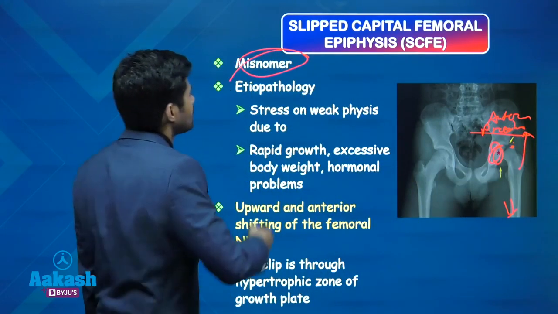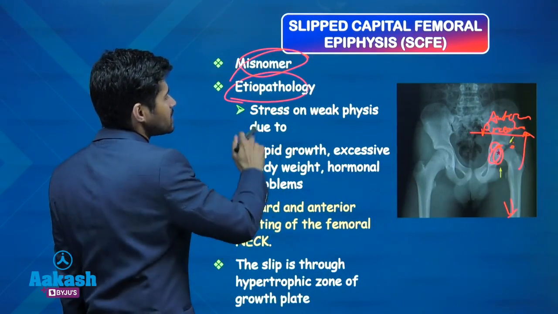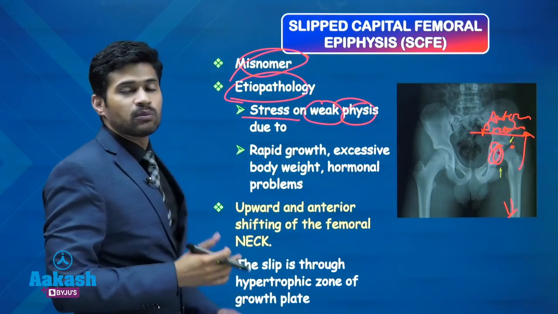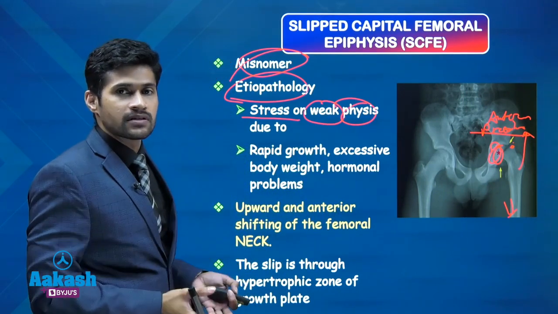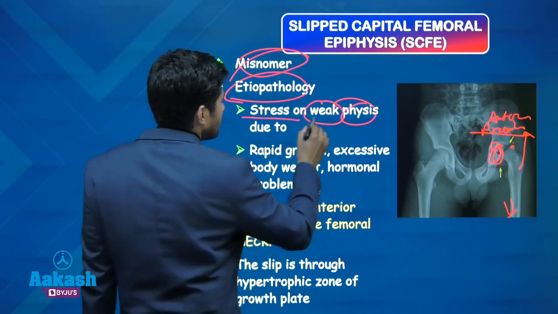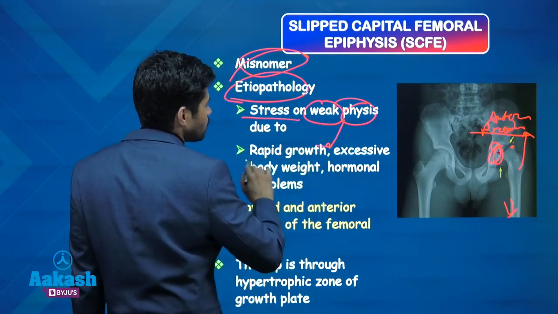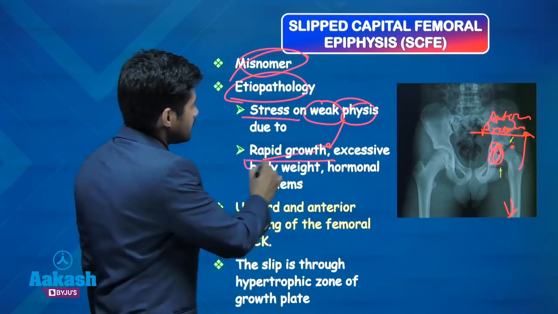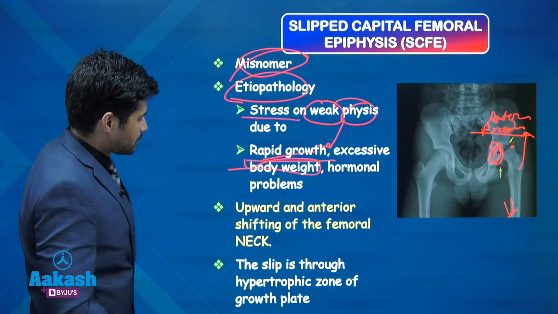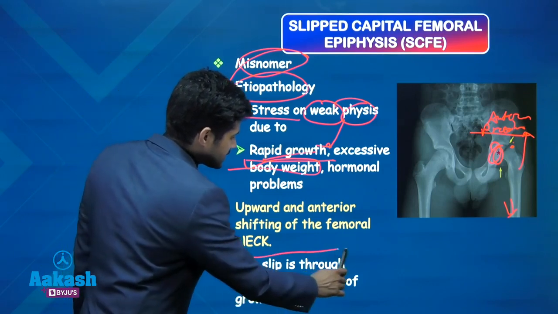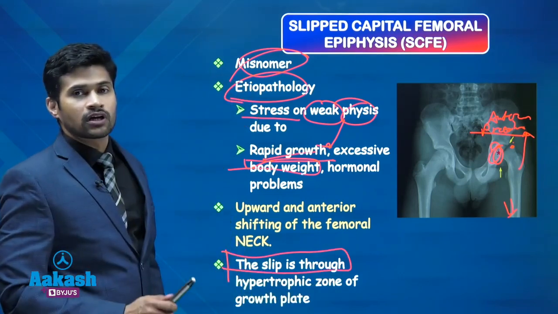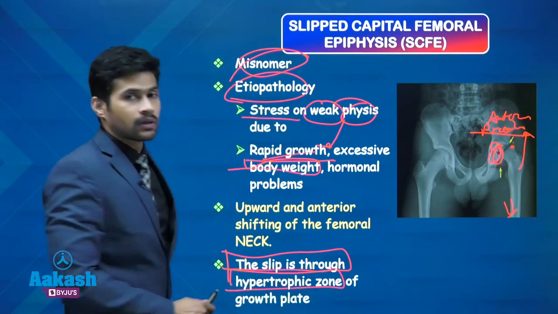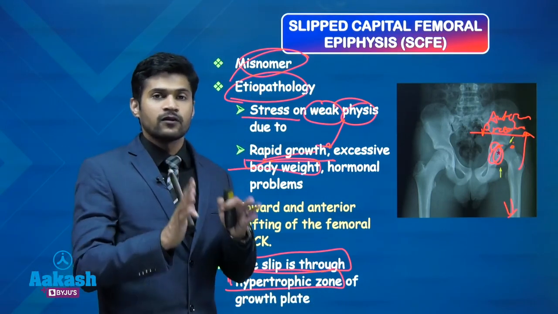So what is the etiopathology? It is basically stress on the weak physis. The weak physis can be because of hormonal problems, collagen diseases. Excessive pressure can be because of rapid growth, rapid increase in height, increase in body weight, right? And remember, the physeal slip is happening through the cartilage, and it is happening through the hypertrophic zone of the growth plate, the physeal cartilage, the hypertrophic zone.